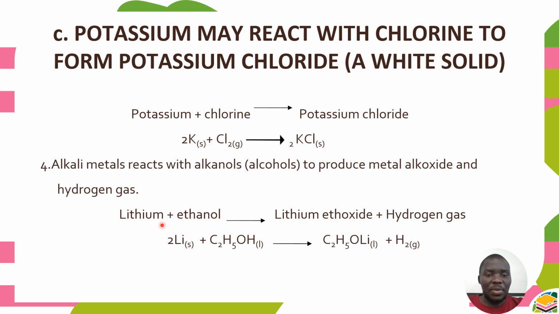So when lithium reacts with ethanol, it produces lithium ethoxide plus hydrogen gas. So the chemical formula of lithium ethoxide is this one. This is lithium ethoxide. So we have lithium plus ethanol to produce lithium ethoxide plus hydrogen gas.